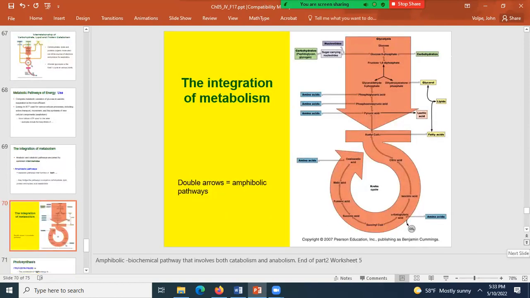So this chart is showing you some of the amphibolic pathways that our cells have. And as you can see, the Krebs cycle, all of this is amphibolic, meaning it can go this way, but we can go the reverse way. And it's not showing all of the amphibolic pathways because it's showing the breakdown of lipids.